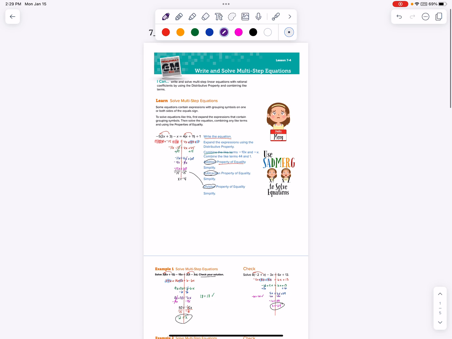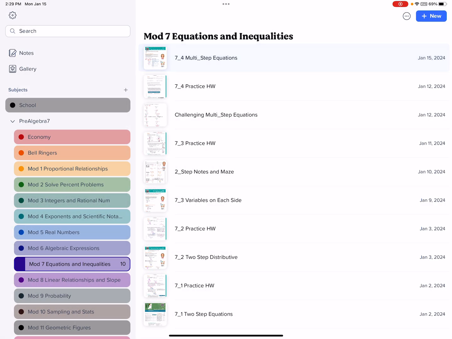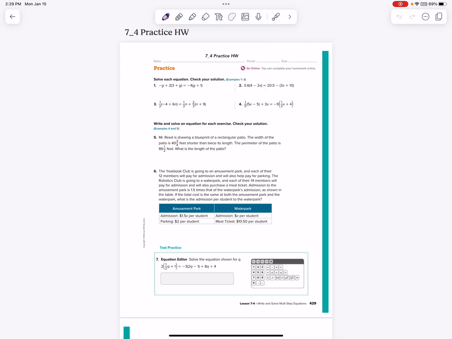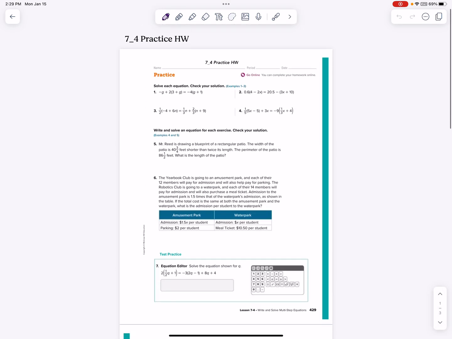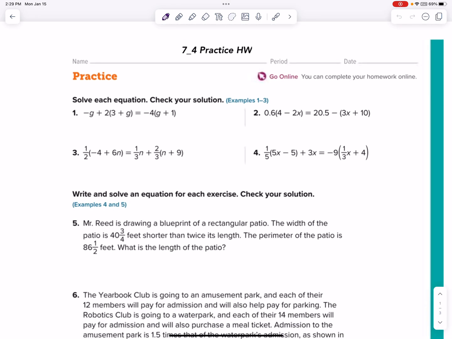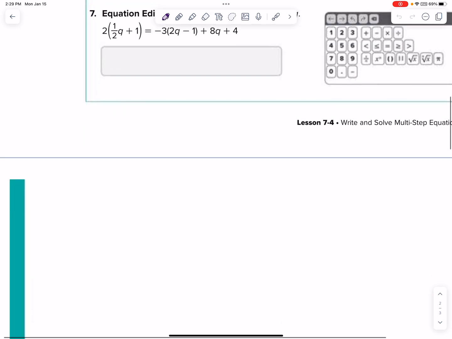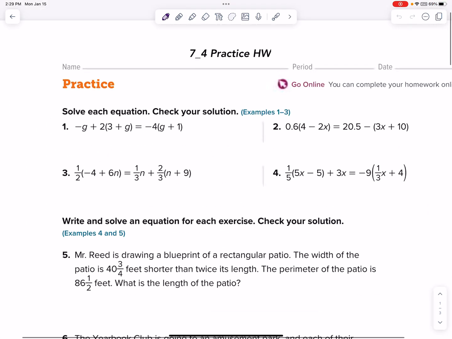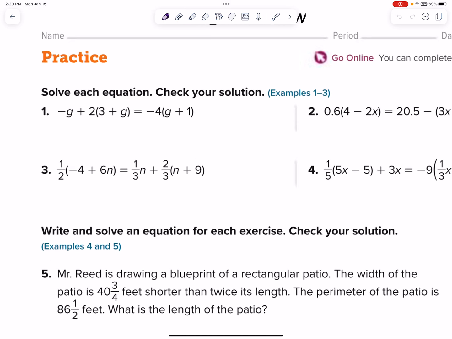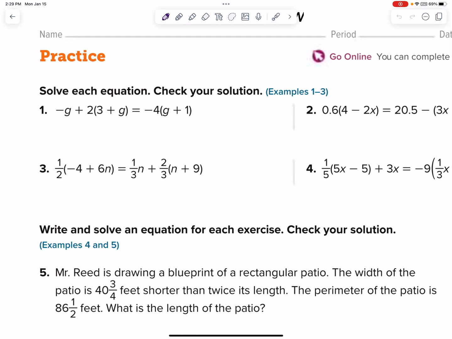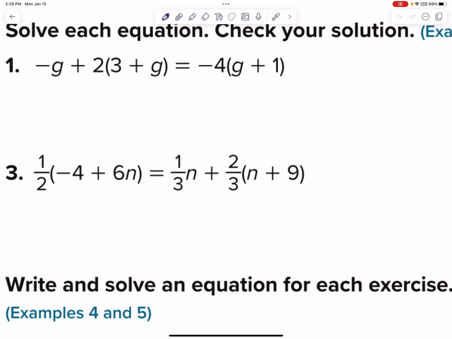I know it's a lot, which is why we're breaking it up. Head to your 7-4 practice homework. You don't have a second page on this. It's just what you see here. Let's go ahead and try these out. You don't have a ton of room, so if you need to, take a screen capture of this and put it onto the second page, you're more than welcome to do that. I don't know if I can fit this all or not. I'll try. So let's just go ahead and try number 1 together.